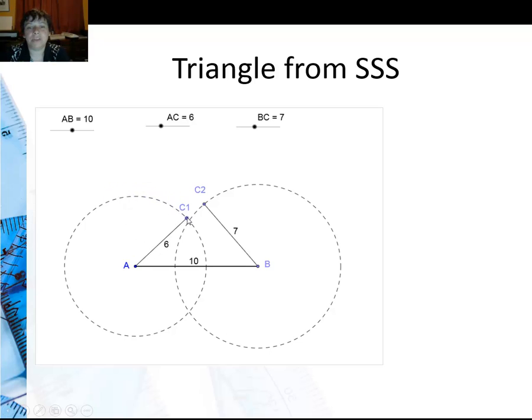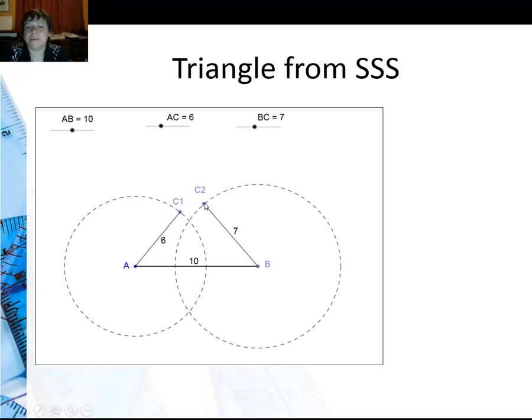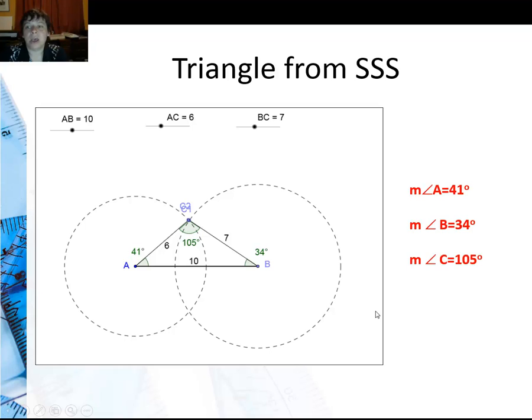So C1, I'm going to try and move it closer, and I can kind of guess where I need to bring it over here. C2 is the same way. Its circle's a little bigger. It can go 7. So we're going to try and get it closer and closer. And you can see that when I have them both meet right there, I create a triangle of 41 degrees, 105 degrees, and 34 degrees.